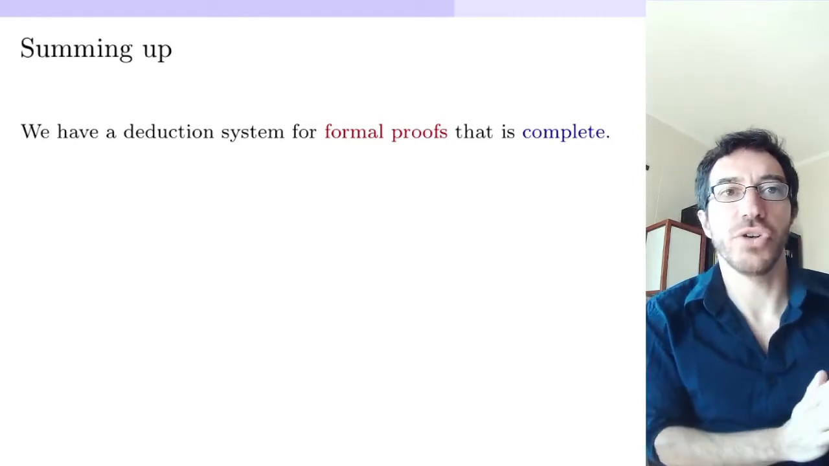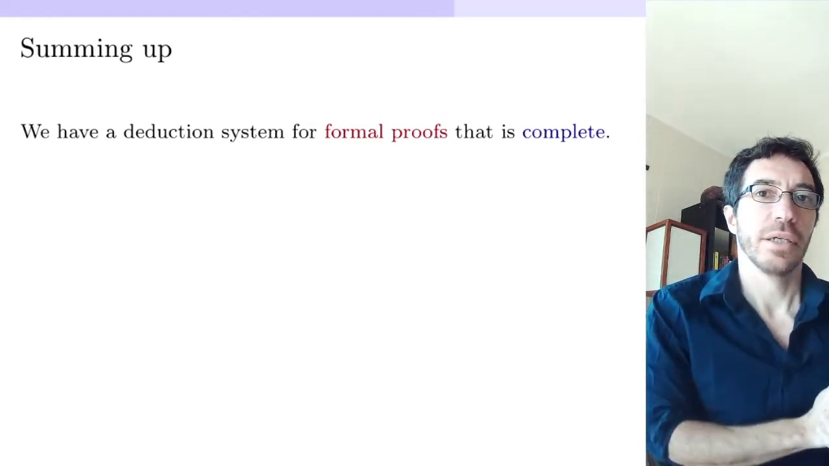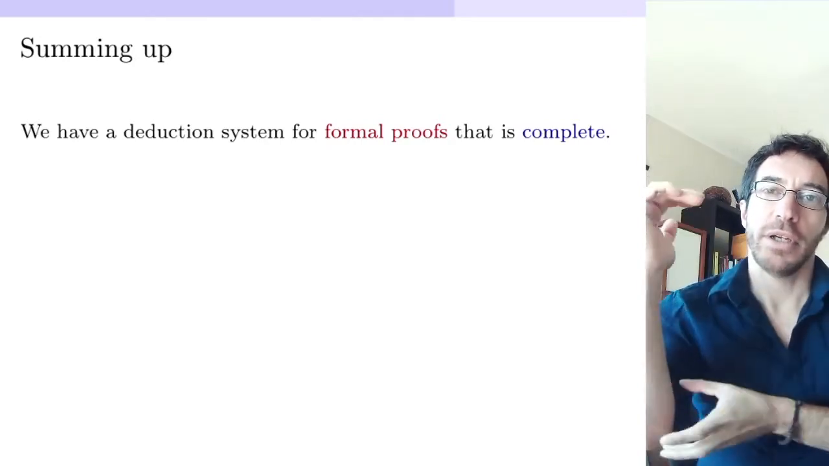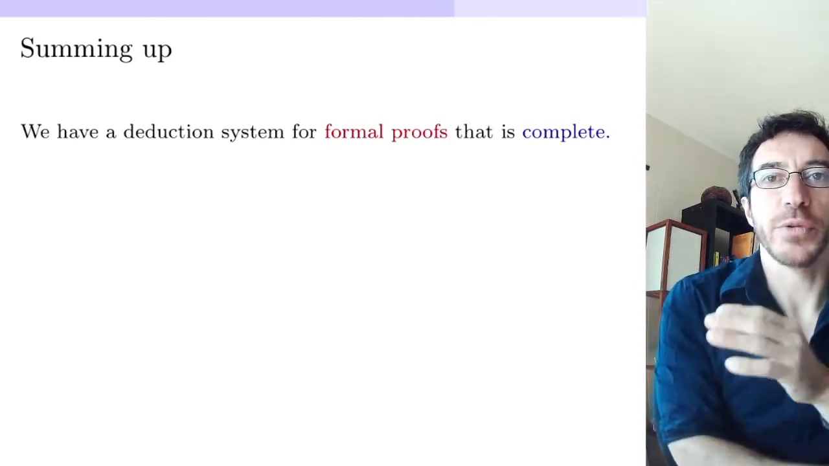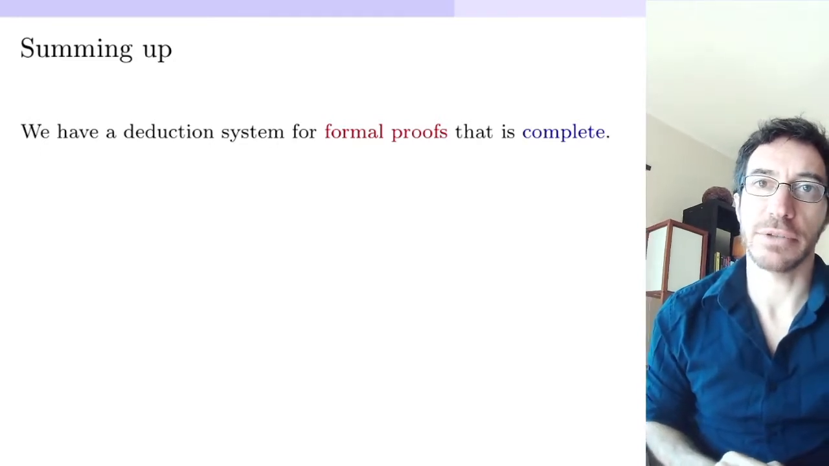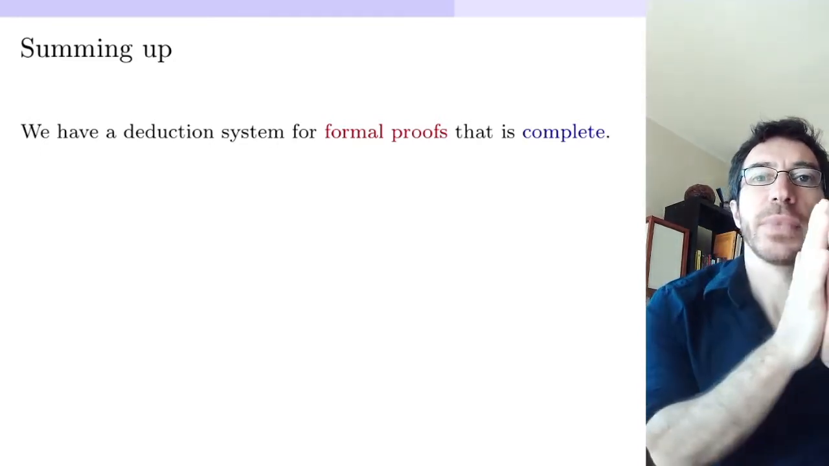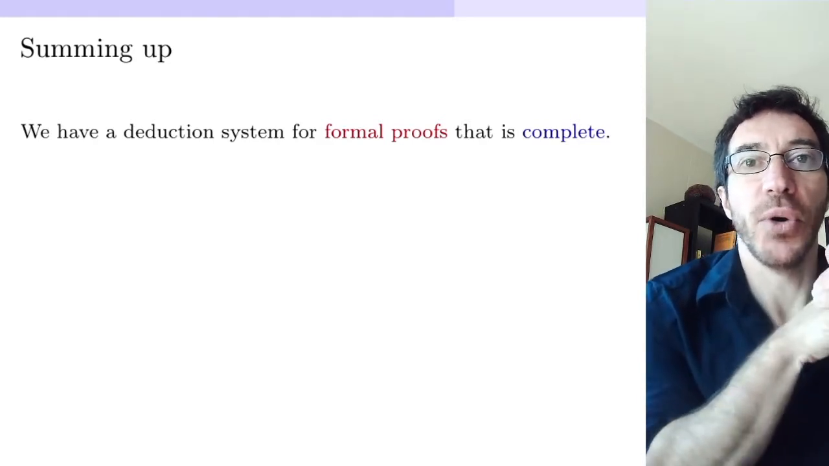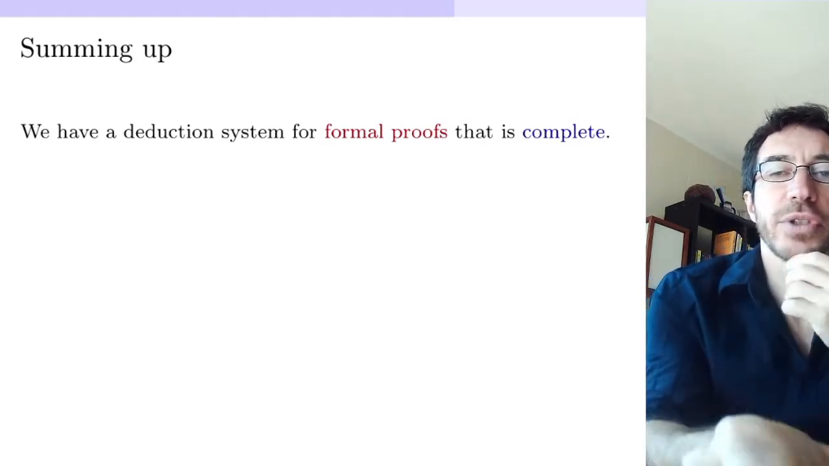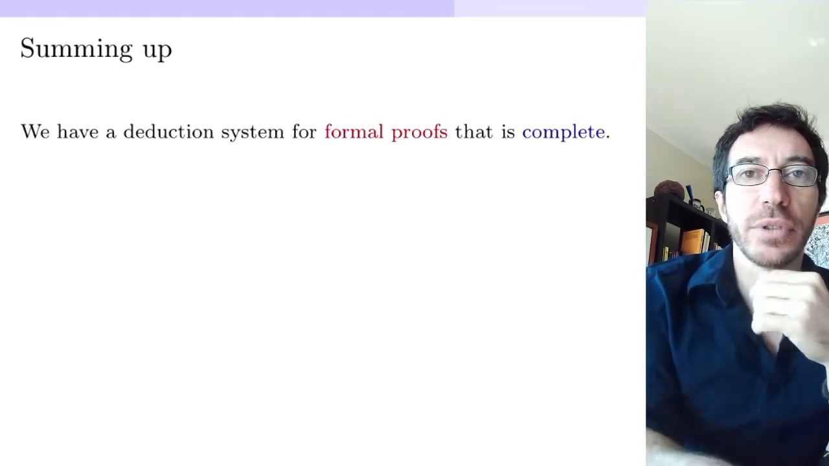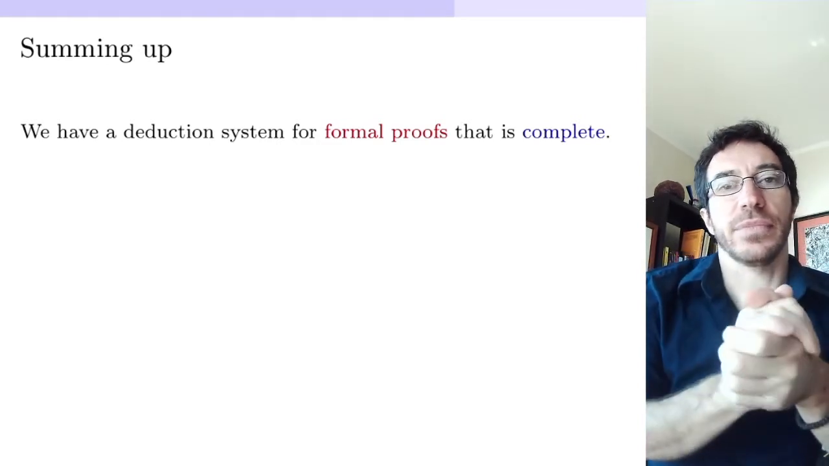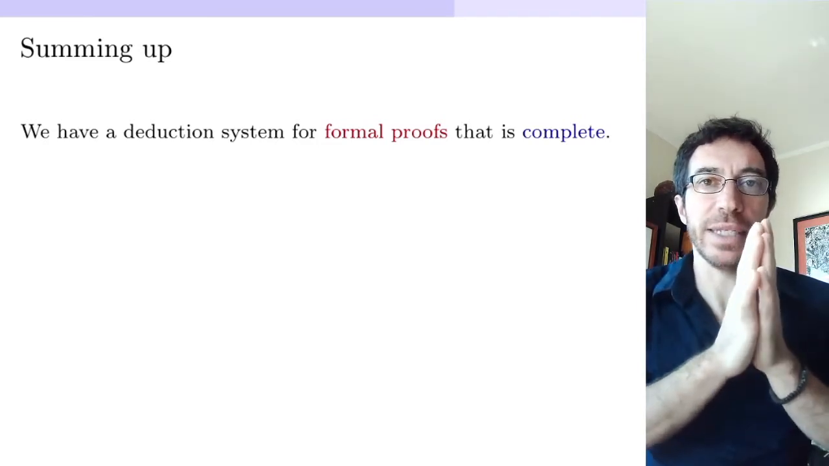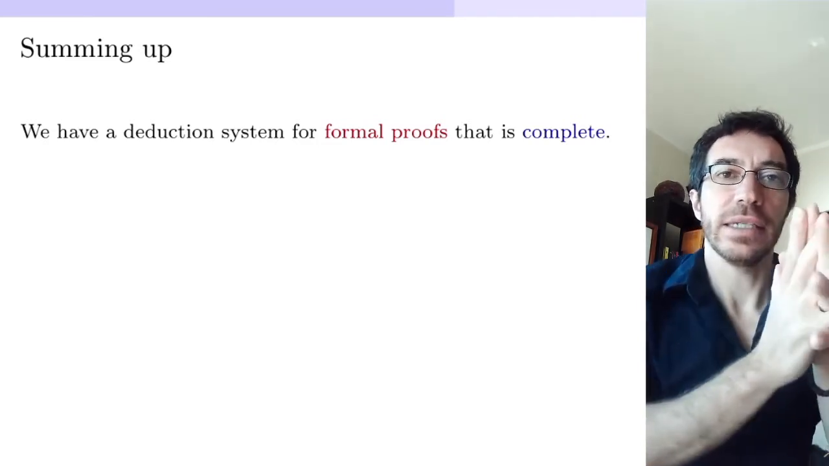Welcome back, everybody. So we finished with completeness. We finished everything. So we now have a deduction system to produce formal proofs, very syntactical, just based on the manipulation of symbols, formal proofs that is complete. So if something should be provable, then it can be proved. If something is true in terms of models and satisfiability, then it can be proved.